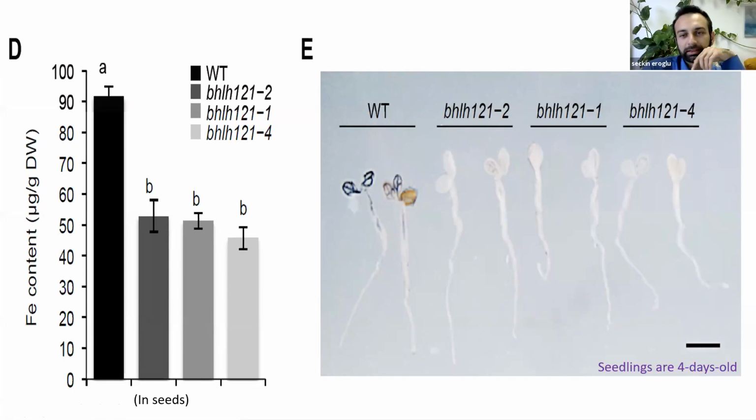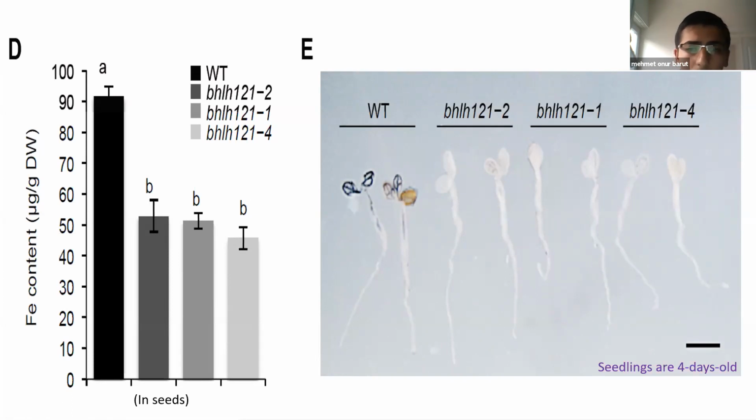Why did they do this experiment? Just to check if the mutants affect iron accumulation in these plants. In seeds, sorry. Yeah, it's in the seeds, and these are the growing seeds, I think.